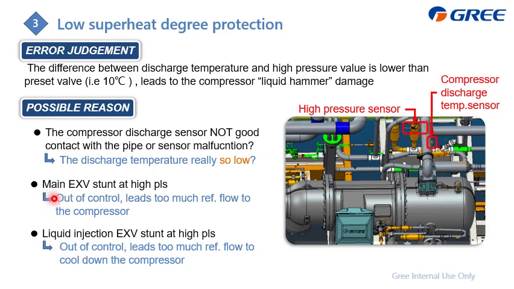And then maybe the main EXV is stuck or blocked at a high position, which means we release too much refrigerant to flow back to the evaporator, and from there flow back to the compressor. Or maybe the liquid injection EXV, which is just to cool down the compressor, is also stuck at a high position. That also leads to too much liquid refrigerant flowing back to the compressor, but this time it is too much. It also leads to a low superheat degree at the compressor.